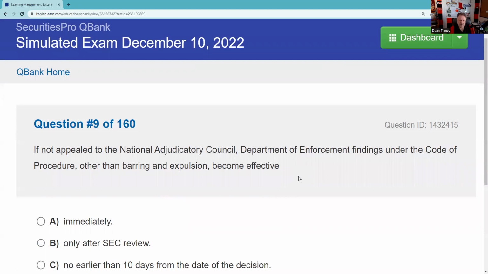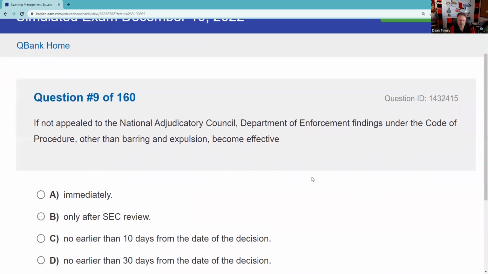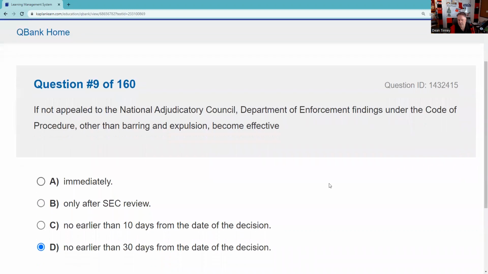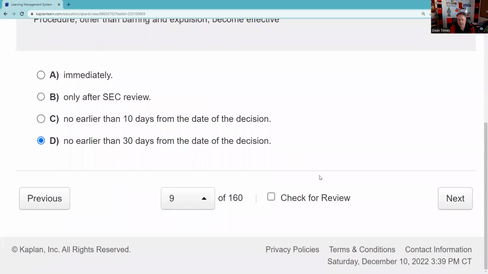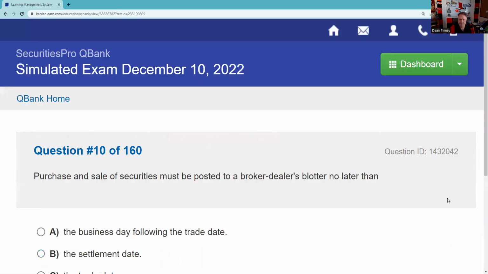If not appealed to the National Judiciary Council, so be careful when you're being asked. You can't appeal arbitration. This isn't arbitration. You can appeal Department of Enforcement findings to the National Judiciary Council, and you can appeal that to the SEC, and then ultimately to court. So other than banning, barring, or expulsion, they become effective no earlier than 30 days from the date of the decision, right? So question 10.